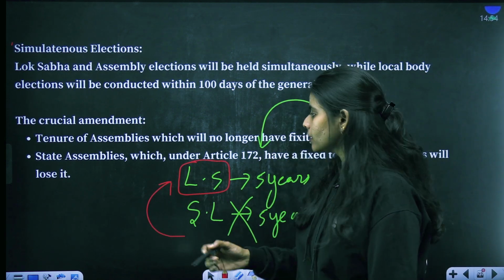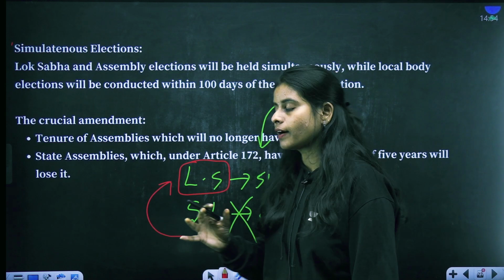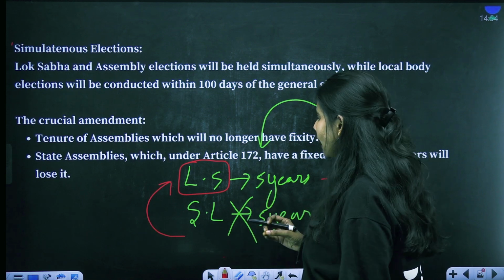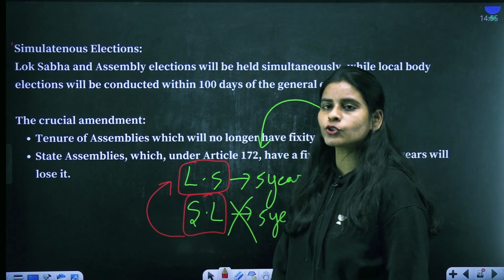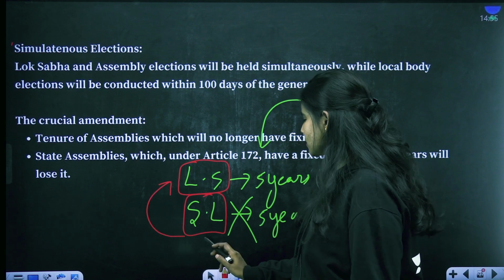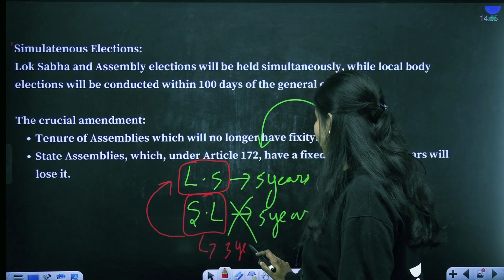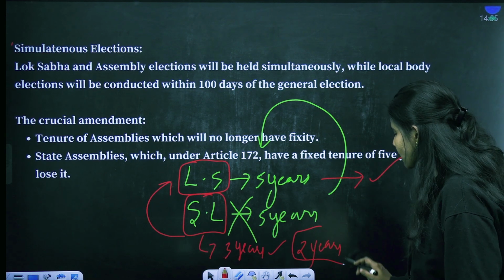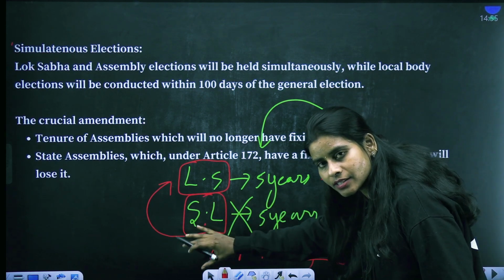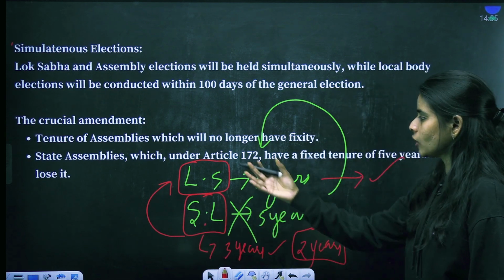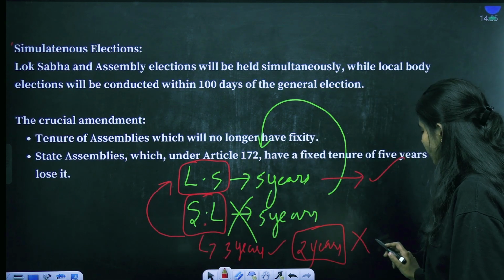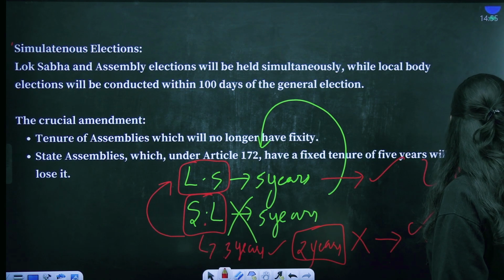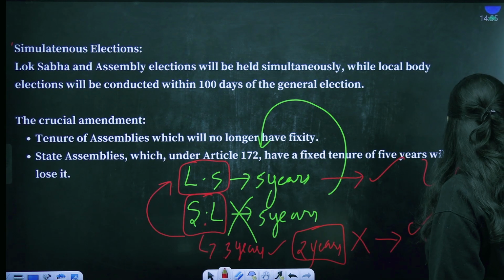Say for example, if the Lok Sabha has completed 5 years of its term and now it is waiting for election, in that case, if any of the state legislatures has completed just 3 years and has 2 more years left to complete its tenure, this particular state legislature will be dissolved prematurely. Clear? So it will be dissolved, and now it will also be subjected to election along with the Lok Sabha. So this is what the plan is.